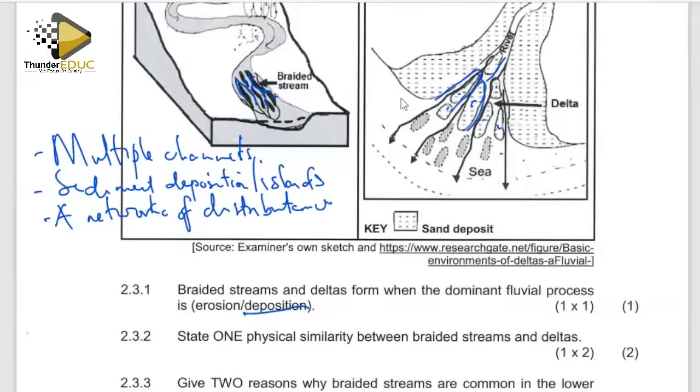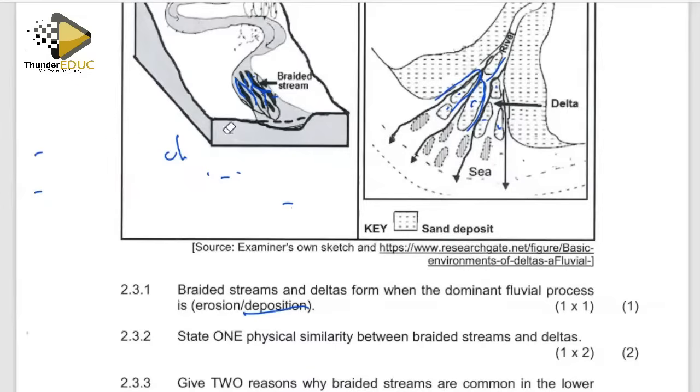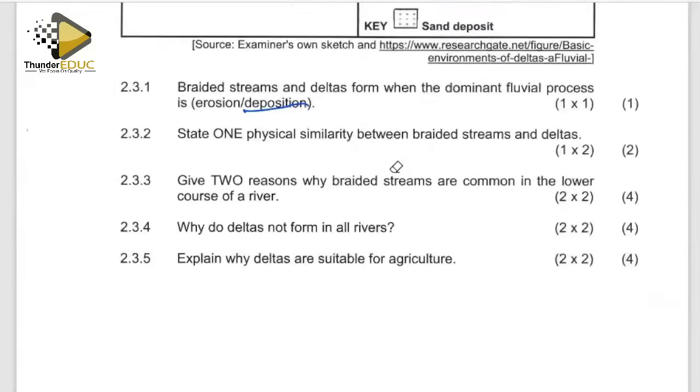We have distributaries forming. The stream is branching into smaller streams. The main stream is branching into smaller streams, what we call the distributaries. The distributary is the opposite of a tributary. Remember, a tributary feeds into the main river, but when a main river is splitting into smaller streams, that becomes a distributary. So both the deltas and the braided stream, they have a network of these distributaries, right? Those are the physical similarities, right?